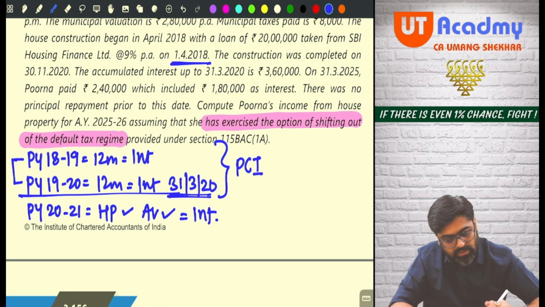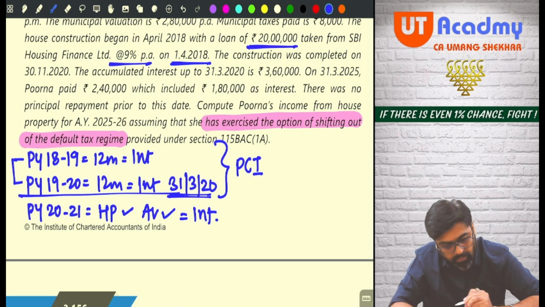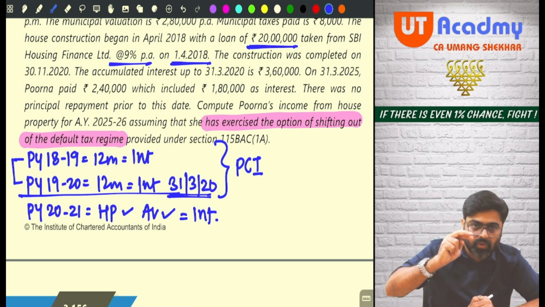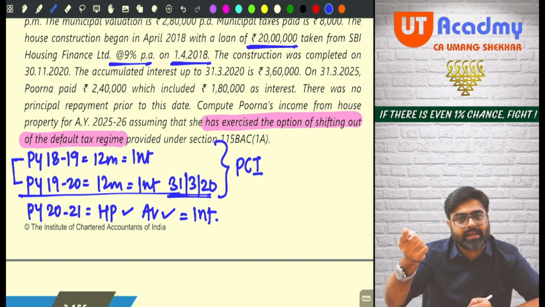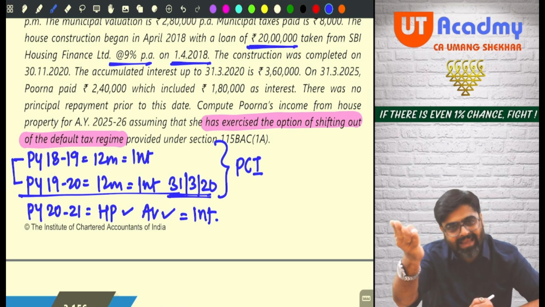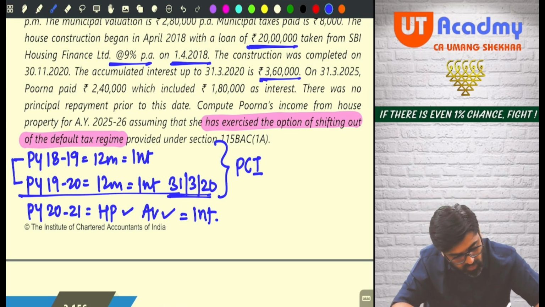So how much interest? 20 lakhs into 9% for the first year and 20 lakhs into 9% for the second year. 1 lakh 80, 1 lakh 80. Total should be how much? 3 lakh 60, that they have only calculated and given to you. Check.